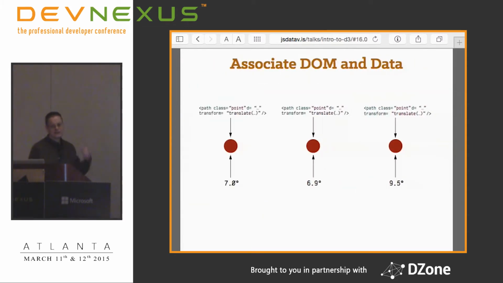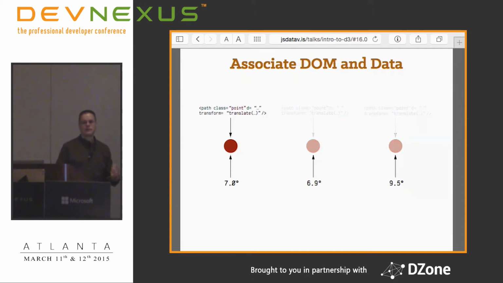So a way you can sort of think about it visually is if we've got a set of data, and that's on the bottom of this slide, we've got temperature data, 7 degrees, 6.9 degrees, 9.5 degrees. What we want to do is associate each of those data values with an SVG path element. And that path element, actually we probably want to make it a circle element in this case, we'll create a circle element. Well, if we had 3 path elements already in the DOM and we had 3 data values, then it would make perfect sense that D3 would marry 1 DOM element to 1 data value.